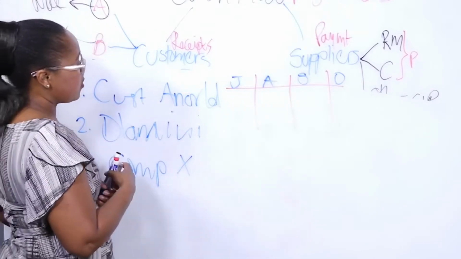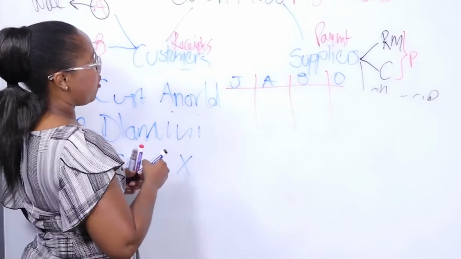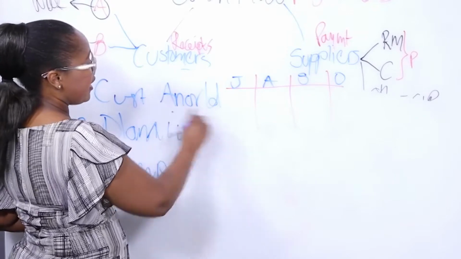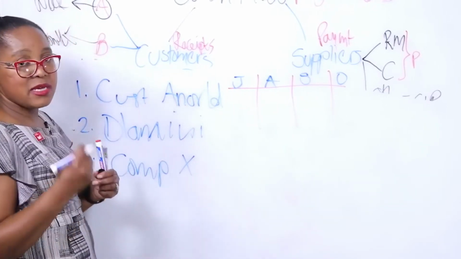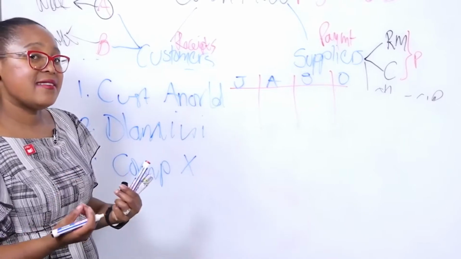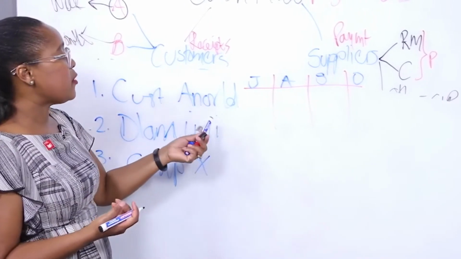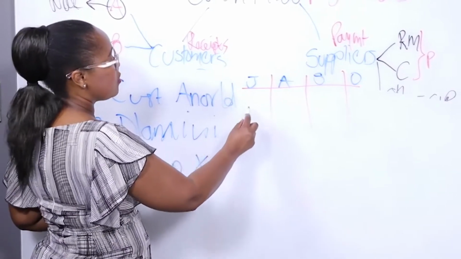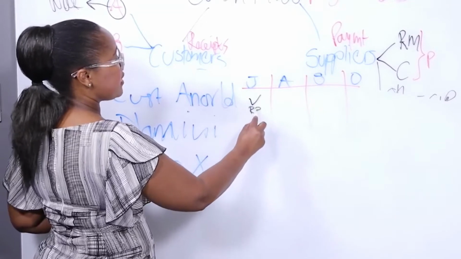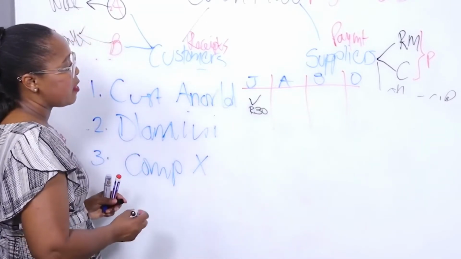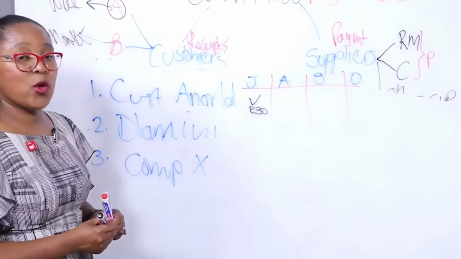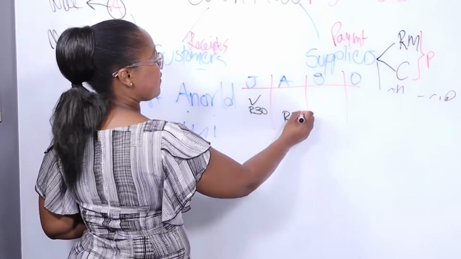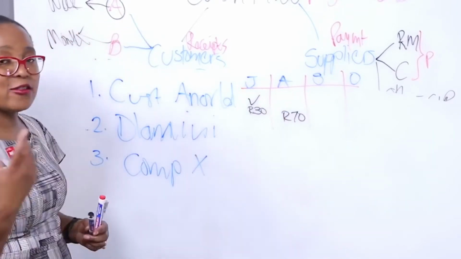We say Arnold has bought items from me, and according to the age analysis of Arnold, he pays me after 30 days. When did Arnold buy? Maybe he bought in May. Which means you are more likely to receive your money in June. So Arnold, yes, I'm going to receive 30 Rand maybe. Lamini takes too long. He pays after 60 days. Then you plug in Lamini 70 Rand because he takes longer.